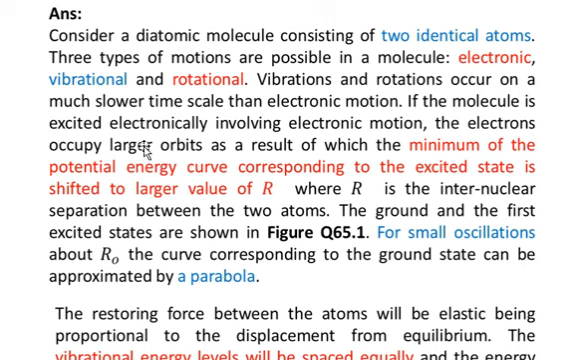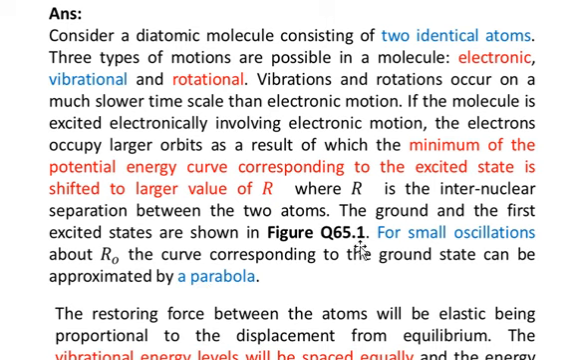If the molecule is excited electronically, involving electronic motion, the electrons occupy larger orbits, as a result of which the minimum of the potential energy curve corresponding to the excited state is shifted to larger value of R, where R is the internuclear separation between the two atoms. The ground and the first excited states are shown in figure 65.1. For small oscillations about R0, the curve corresponding to the ground state can be approximated by a parabola.